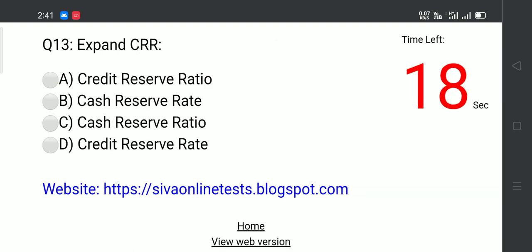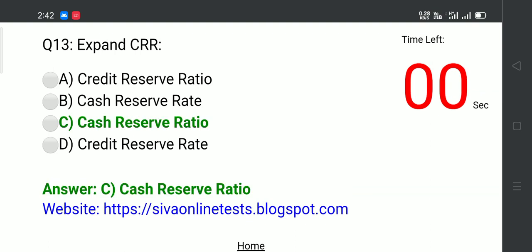Question 13. Expand CRR. Options. A. Credit reserve ratio. B. Cash reserve rate. C. Cash reserve ratio. D. Credit reserve rate. Answer. C. Cash reserve ratio.